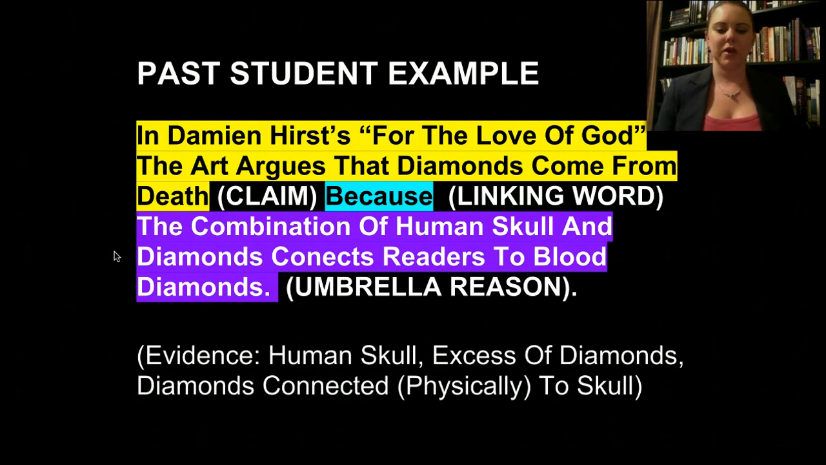All right, so the evidence that they pulled for this example is a human skull, the excess of diamonds, blood diamonds are being mined, correct, so the excess was very important, and the diamonds are connected physically to the skull. So we know that there is a comment about death and diamonds being made, potentially life in diamonds. Some people take it in another direction, but what we are seeing is that the skull and the diamonds are connected.